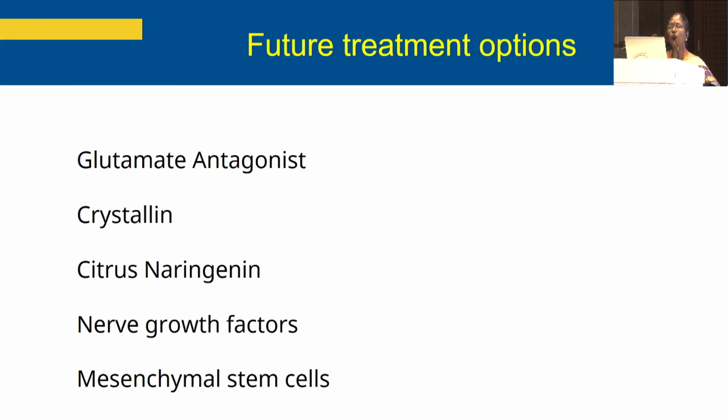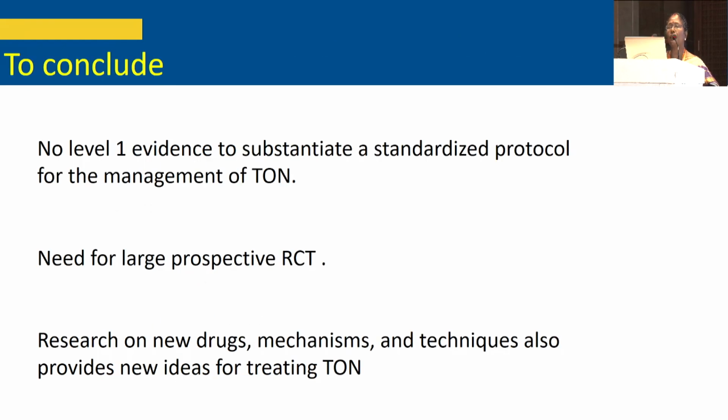The future treatment options are aimed at regenerating the axons and protecting the retinal ganglion cells. To conclude, there is no level 1 evidence to substantiate a standardized protocol for the management of traumatic optic neuropathy. There is a need for large prospective randomized controlled trials, and research is ongoing on new drugs, mechanisms, and techniques, which provide new ideas for treating traumatic optic neuropathy.